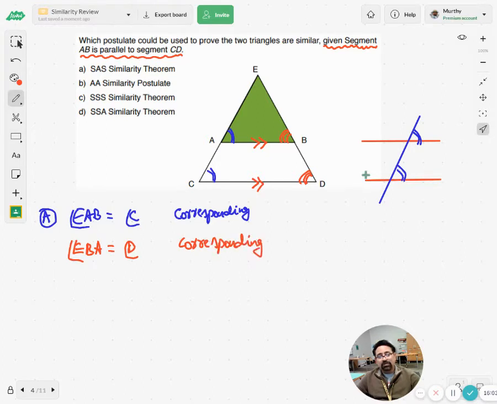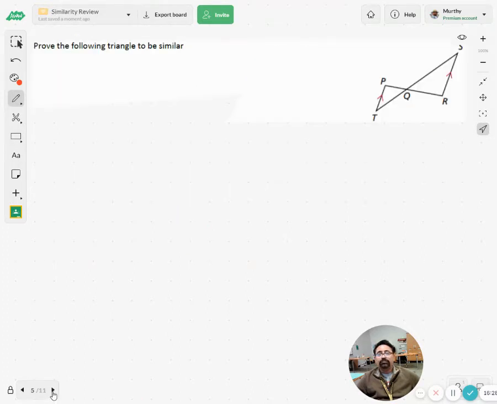corresponding angles. Okay. If two angles are equal, that is fair enough to prove that the given two triangles are similar. So which one means I go with option B? It is AA similarity. It is AA similarity. Okay, let's go to the next question really quick.